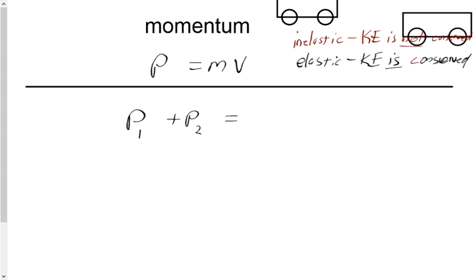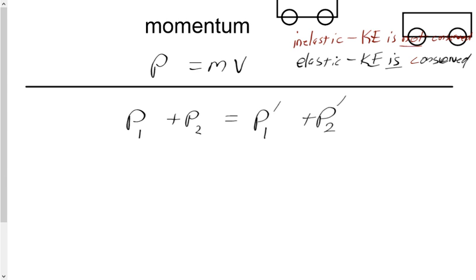That is going to be equal to the total momentum of the system after the collision. So we're going to say that that is equal to the momentum of object 1 after the collision plus the momentum of object 2 after the collision. So this prime symbol here refers to the momentum after the collision.